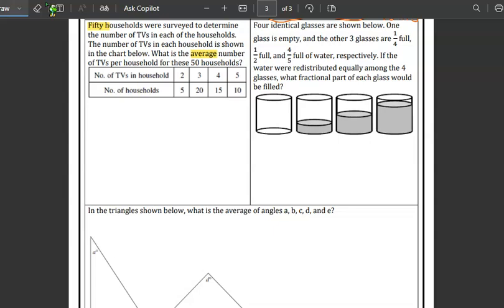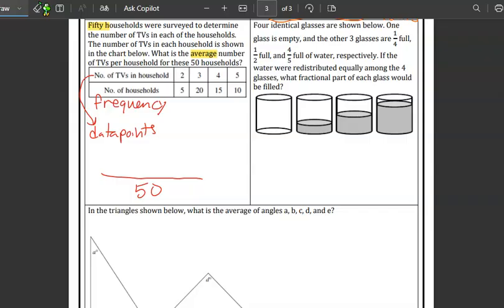All right, so let's identify each of these values. The number of households, that's the frequency. And the number of TVs in a household, those are going to be the data points. To get the average, we're going to divide by the total frequency, the number of households, total households. Let's add all those together. 25, 35, 45, 50. And it also says there was 50 households.